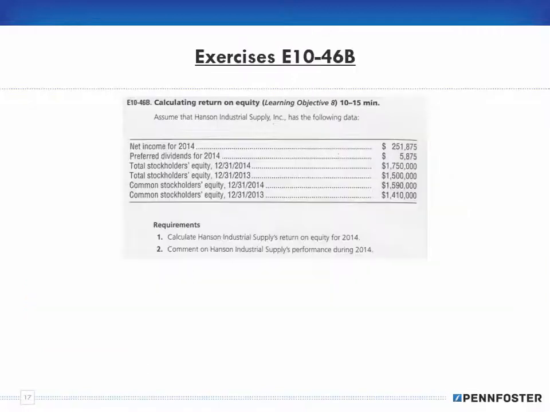And this will be the last exercise from the Group B. So this should be a relatively quick video, and then we'll move on to the problems in the next set of videos.